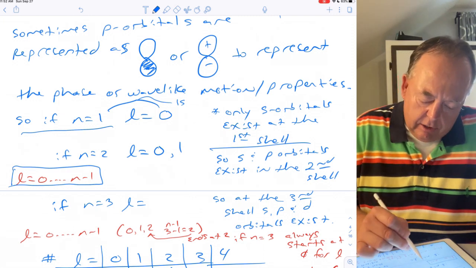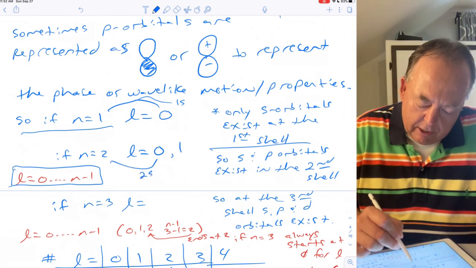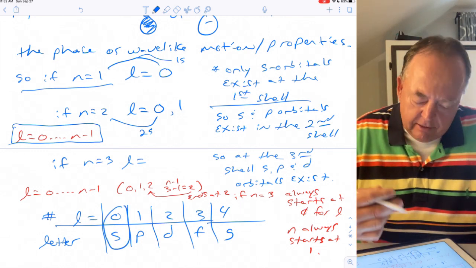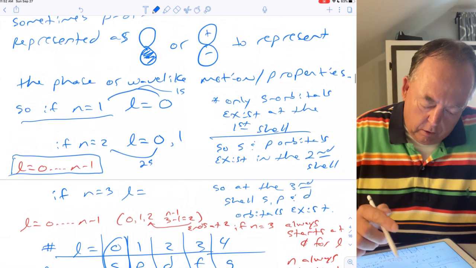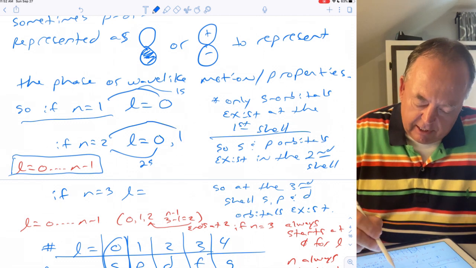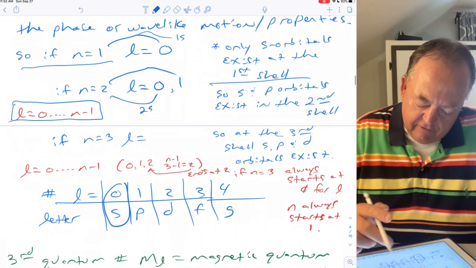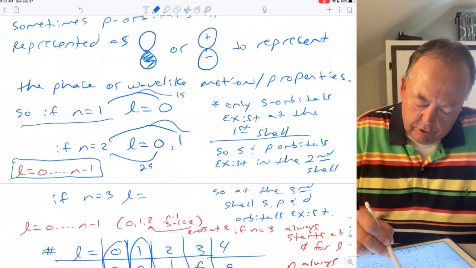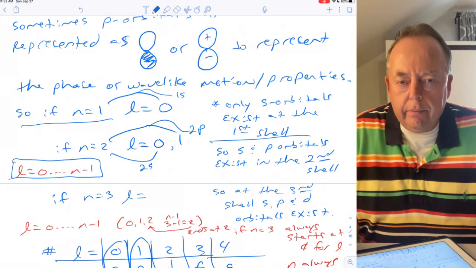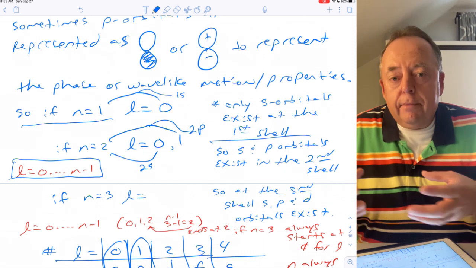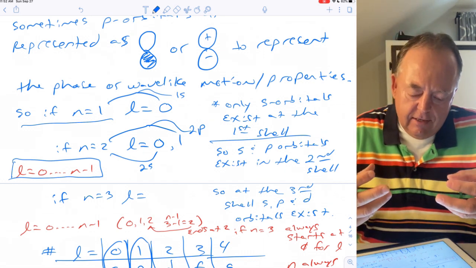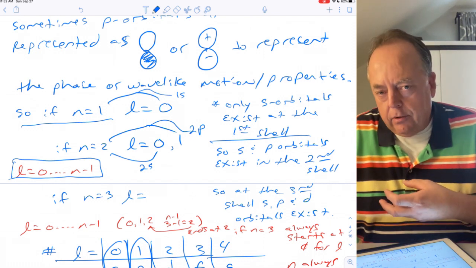So at the second shell, you have what are known as 2s orbitals, because if L is 0, that means it's an s orbital. Or at the second shell, L could be 1, and if L is 1, then that means it's a p orbital. Then at the second shell, you have what are called 2p orbitals. So every time you go up a shell, you add a new kind of orbital. The first shell only has s. The second shell has s and p orbitals.